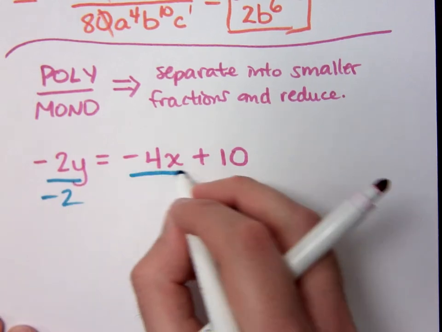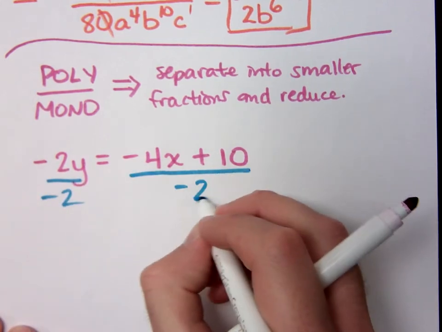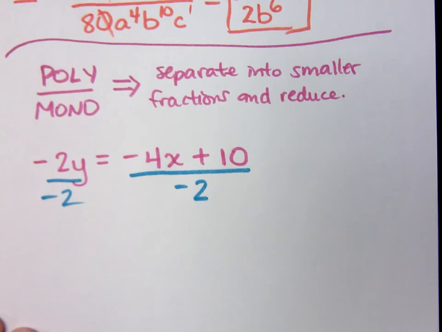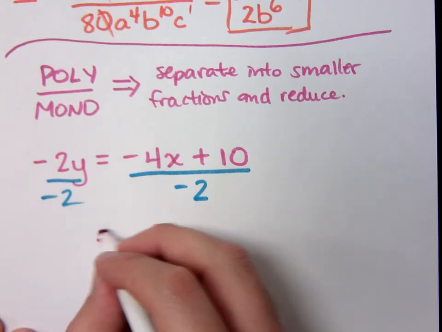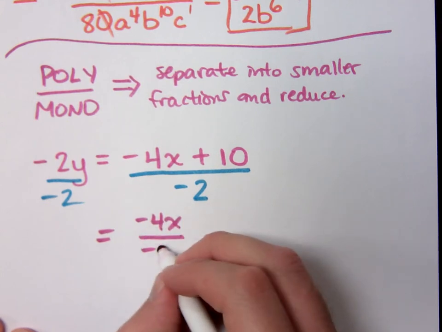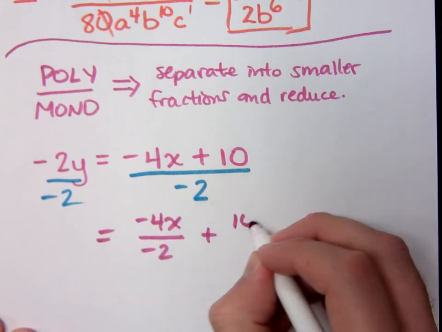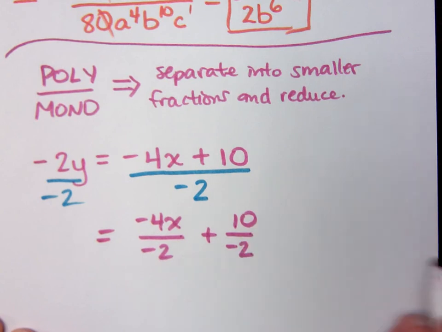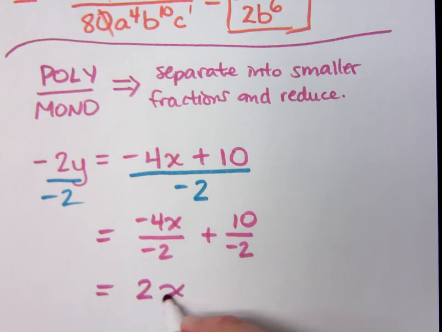Now, we could have divided that whole side by negative 2, but I think we often found it easier to separate and say negative 4x over negative 2 plus 10 over negative 2. That way I could reduce each of those individually, right? So what does this give me? Y equals 2x minus 5.